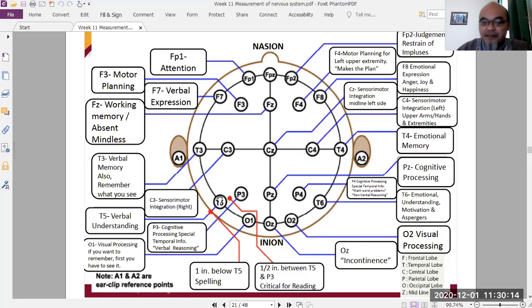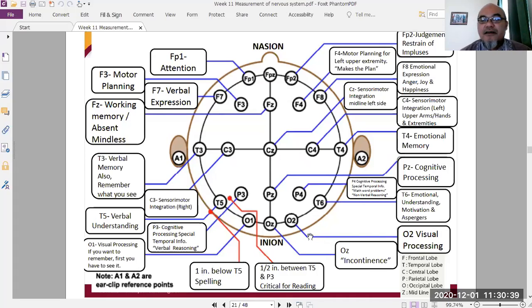T5 on the left side is for verbal understanding. Then P3 here, cognitive processing, verbal reasoning. Visual processing is on the back side of the brain. If you want to remember, first you have to see it. This is visual understanding. O2 here is for visual processing as well.